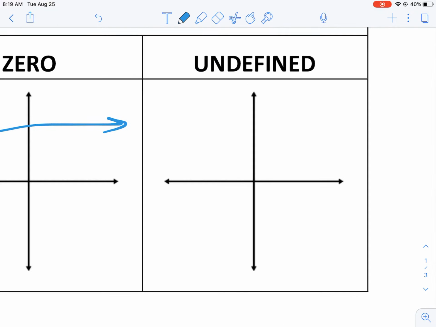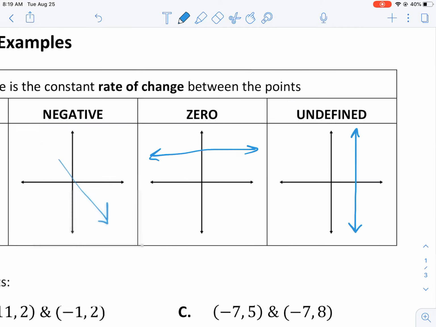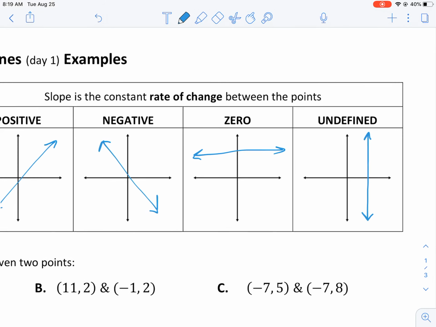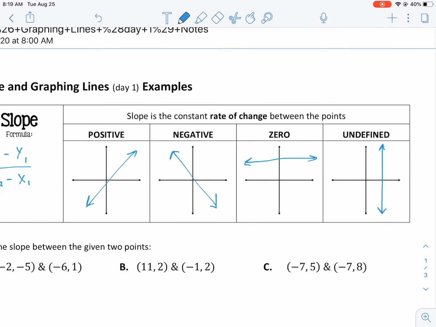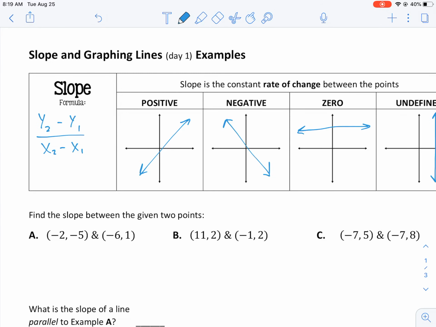And undefined, so if your slope is undefined, that means you are going straight up and down, right? You're not moving over at all. So this is impossible, right? You break the space-time continuum if that happens. So these are the 4 different types of slope that you could have. So we're going to do some examples here using our slope formula.